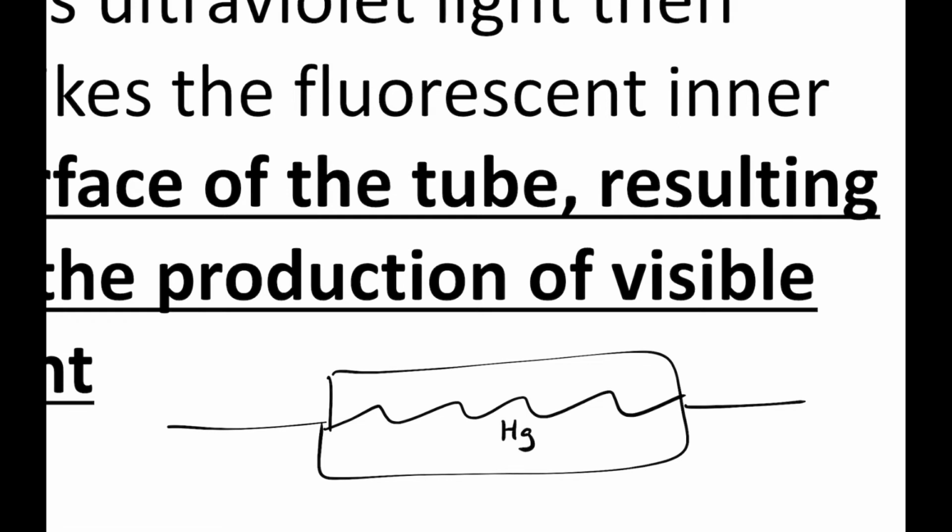inside. Now, when electric current gets pumped through this glass tube, it's going to cause the mercury atoms to emit ultraviolet light. Now, UV light wouldn't be very useful to us since we can't actually see UV light. But as soon as that UV light hits the inner surface of the fluorescent tube, that inner surface is going to convert that UV light to visible light for us to see, which is a pretty elegant process.